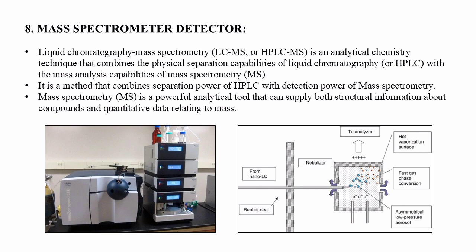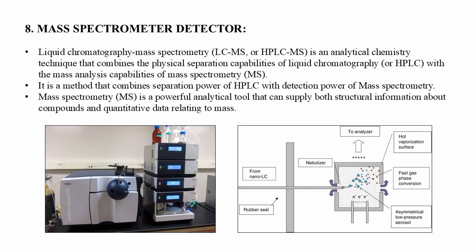Liquid chromatography mass spectroscopy, that is LCMS or HPLCMS, is an analytical chemistry technique that combines the physical separation capabilities of liquid chromatography with the mass analysis capabilities of mass spectroscopy. It is a method that combines the separation power of HPLC with the detection power of mass spectrometry. Mass spectrometry is a powerful analytical tool that can supply both structural information about compounds and quantitative data relating to mass.